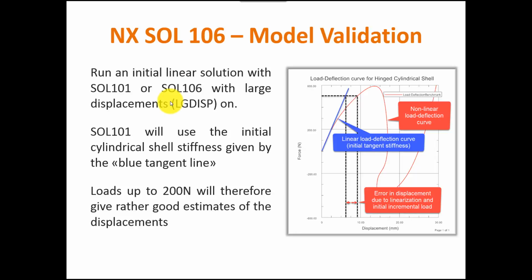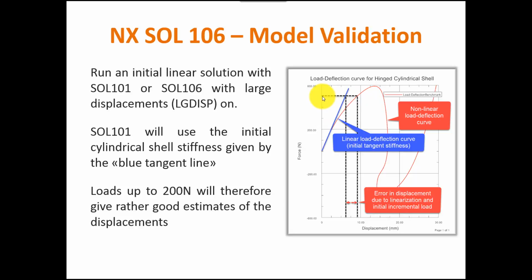Before you do a nonlinear analysis like this, that probably will cause some problems, you should do a linear analysis, and then you can use SOL101 or SOL106 as well, but then you have to turn off the LGDISP option. As you can see here, the system has a quite linear stiffness initially, at least up to a force level of 200 newtons. Then you see the nonlinear behavior kicks in.